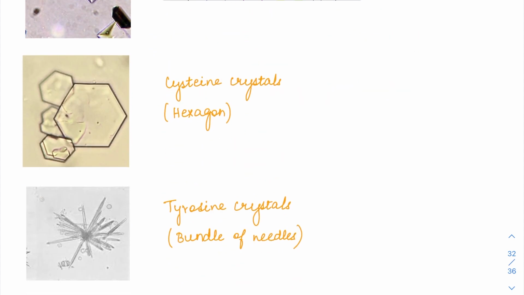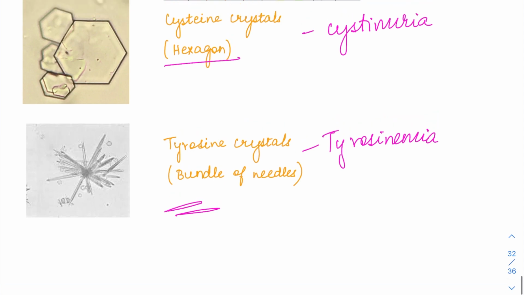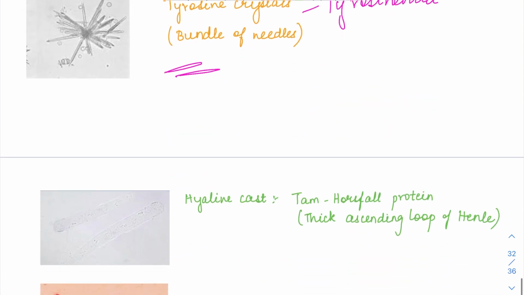The next crystal will be cystine crystals, usually associated with cystinuria. Cystinuria is a pathological condition. So cystinuria can present with these hexagon shaped crystals called cystine crystals. Then in tyrosinemia, again a pathological condition, you see increased amounts of these tyrosine crystals which form sheaves of needles. So needle-like bundles of these needles can be seen, which are called tyrosine crystals.